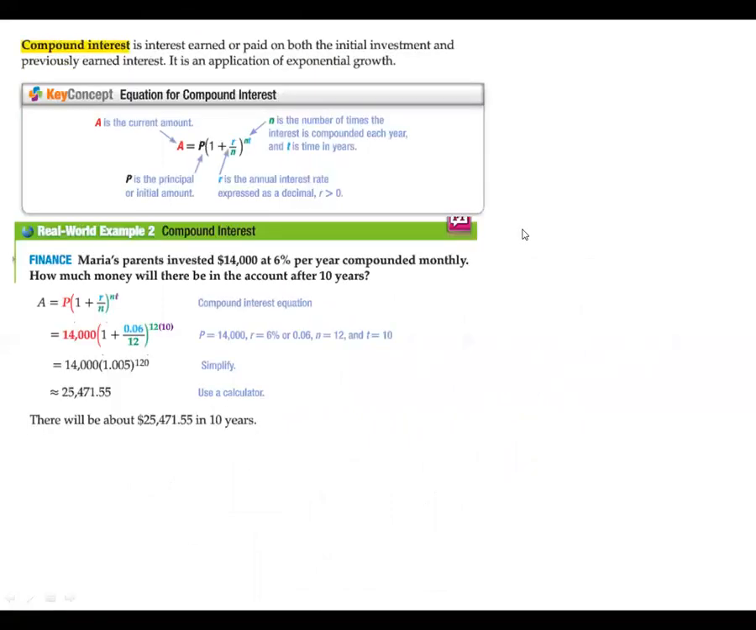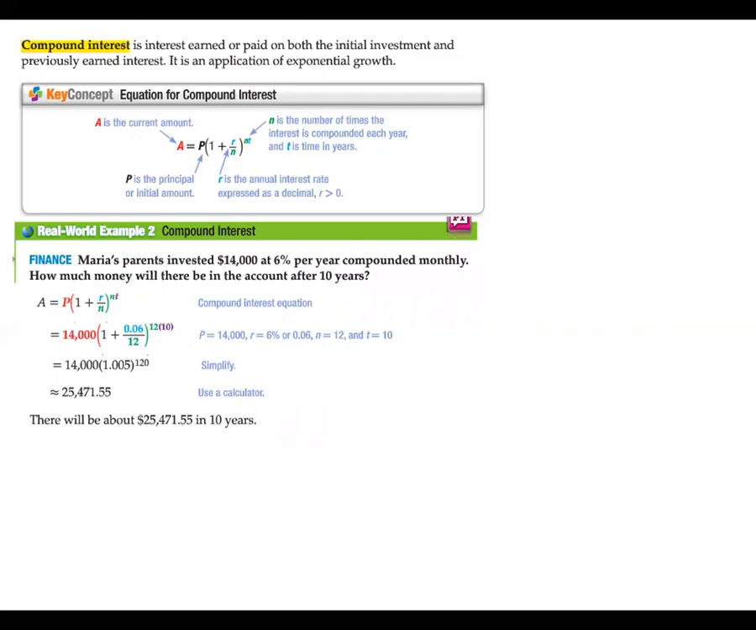All right, so let's talk a little bit about compound interest. Compound interest is interest earned or paid on both the initial investment and previously earned interest. It's an application of exponential growth. What can happen, though, is that the ones we just did with the exponential growth equation were compounded every year. Well, what if there's more times that it's compounded than every year?